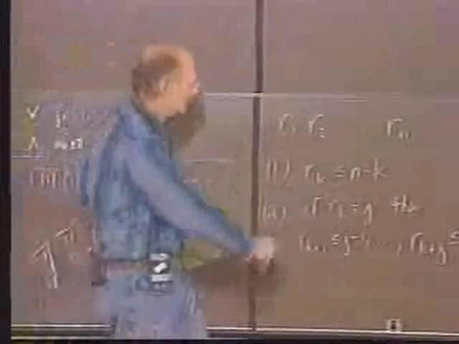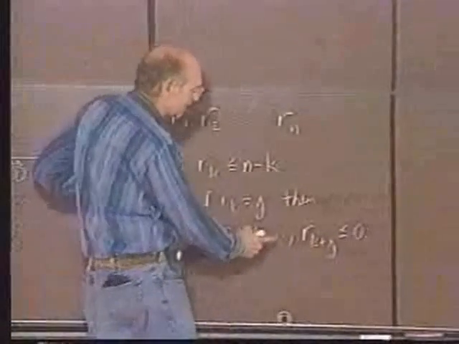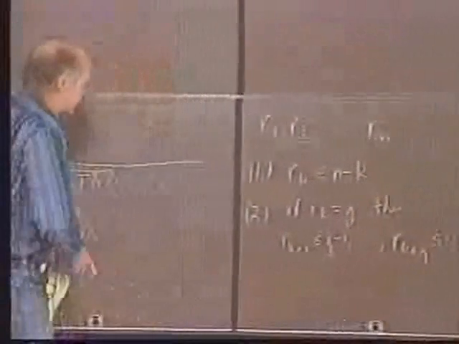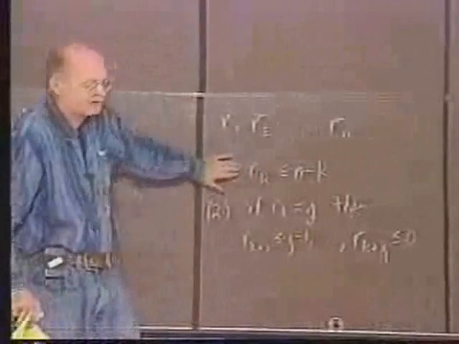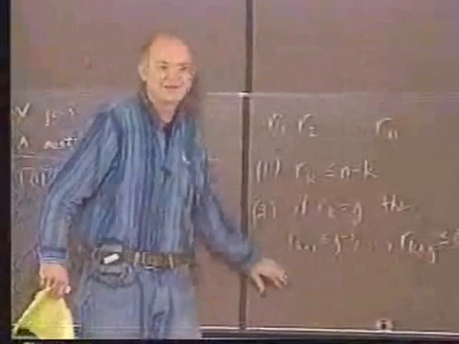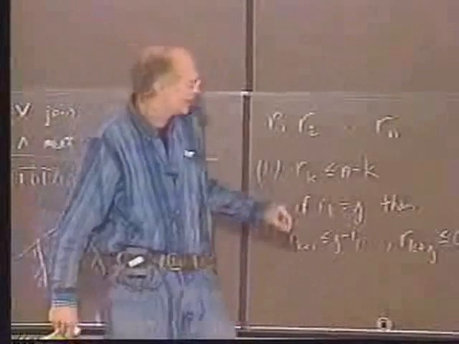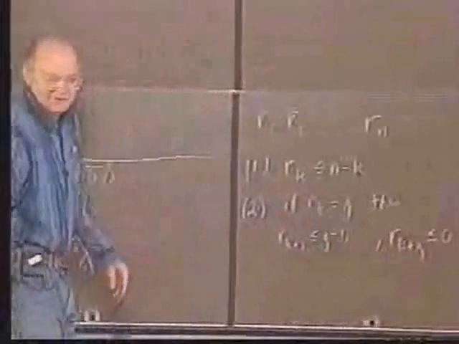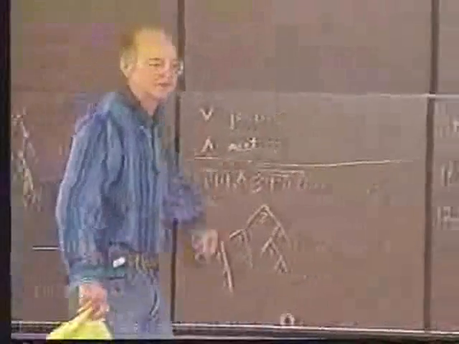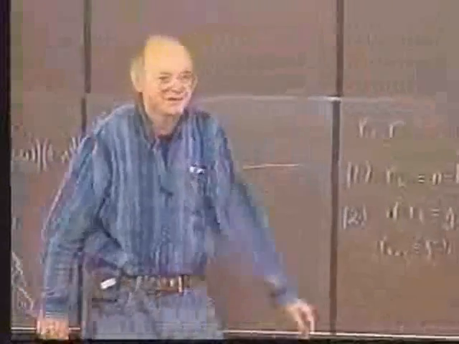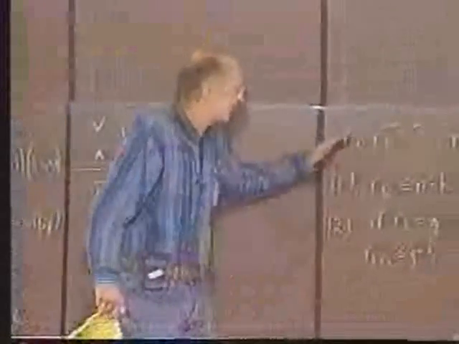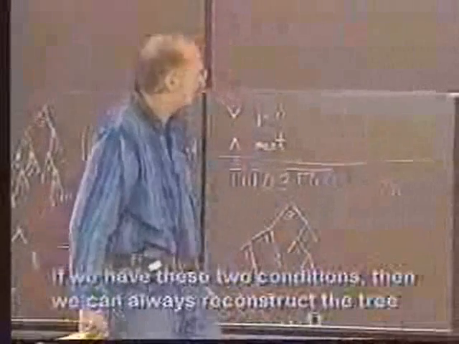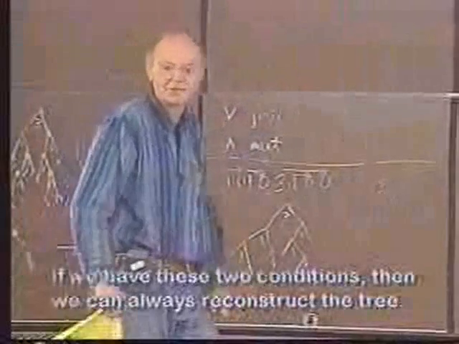And so that would have to satisfy condition one, which would say that the first one is less than j minus 1, the next one is less than j minus 2, and so on, because n is equal to j in that case. So condition one was obvious, and condition two is secondarily obvious: it's a special case that follows from condition one when I look at subtrees. You might say I then have to go to condition three, which talks about sub-subtrees, and keep on going. But no, just these two conditions are necessary and sufficient. That is, if we have these conditions, then we can always reconstruct the tree.